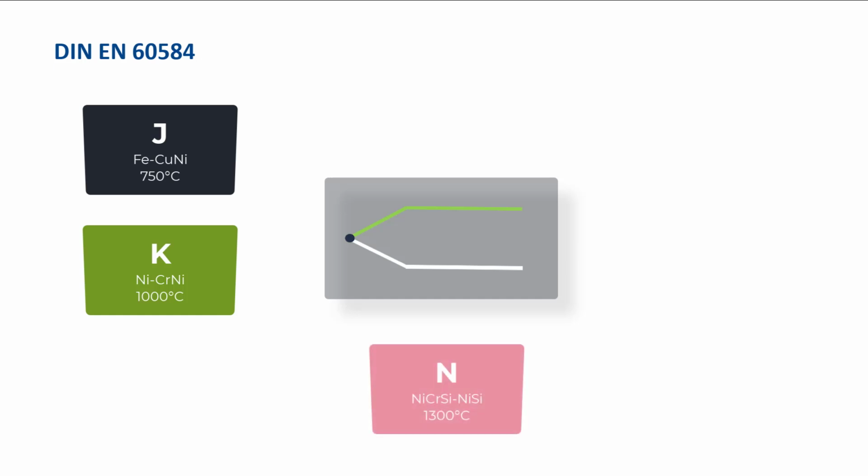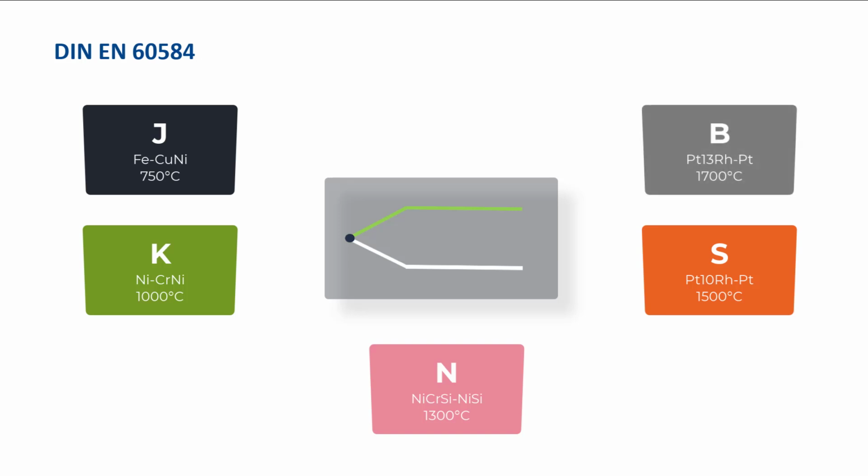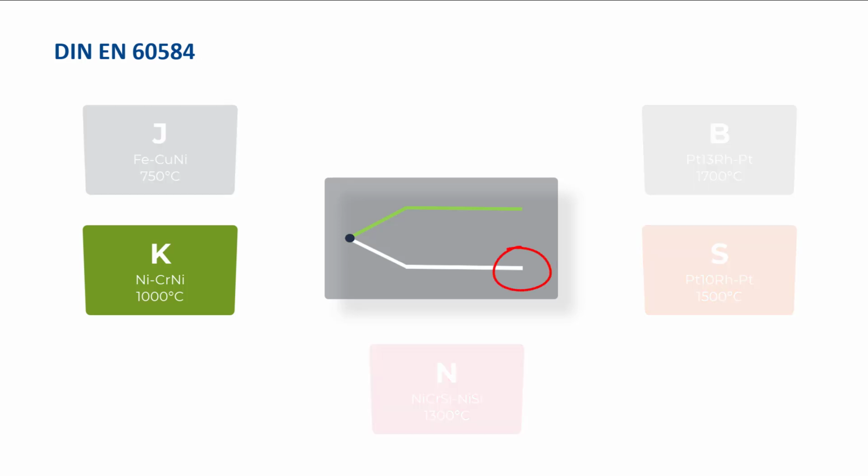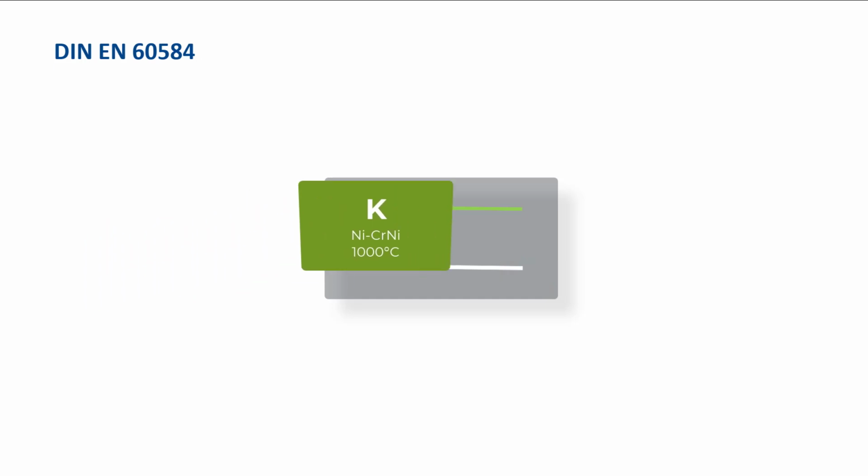The most common ones are shown here. Among other things, the characteristic curves are standardized, and thus the thermocouples are interchangeable. The standard also specifies recommended maximum temperatures for the thermocouples. Thermocouples have a polarity. According to the standard, the negative pole is always in the color white. The colors given here are used for the positive pole and the sheath.